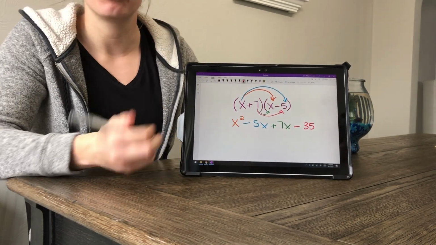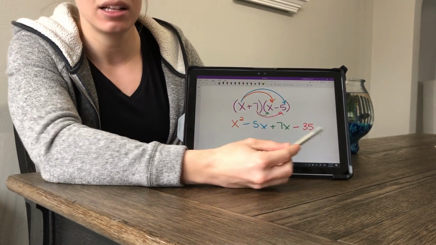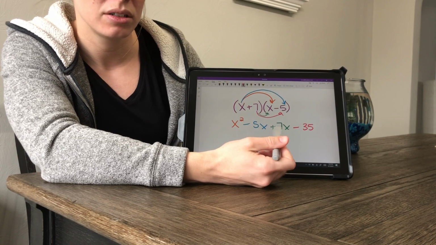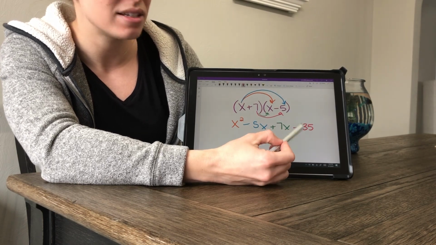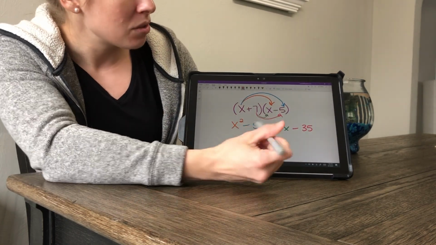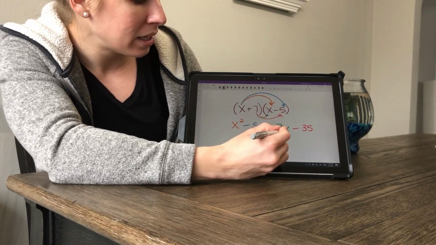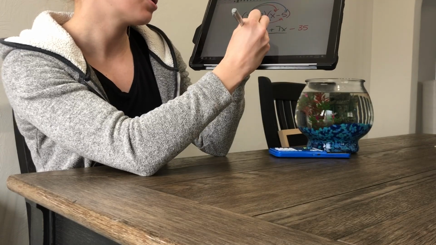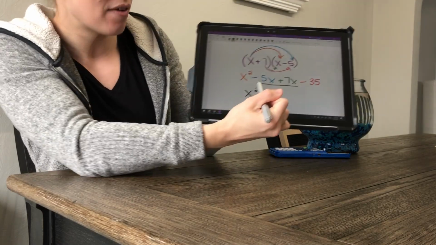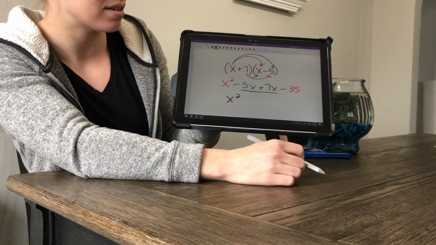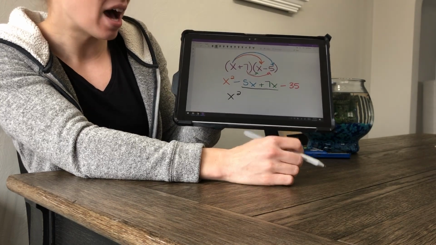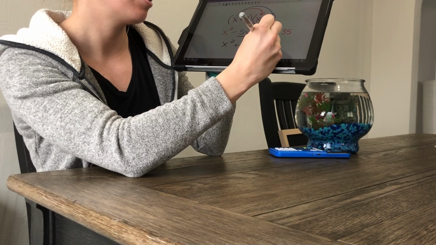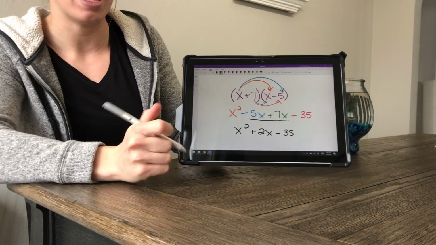Okay, and then if you recall, you need to combine the like terms. So the first term is squared, the two middle terms are linear, just x terms, and then your last is a constant, no x. So these are the two terms that you can combine, and then your final answer is x squared, -5x plus 7x is positive 2x, and then your minus 35 at the end.